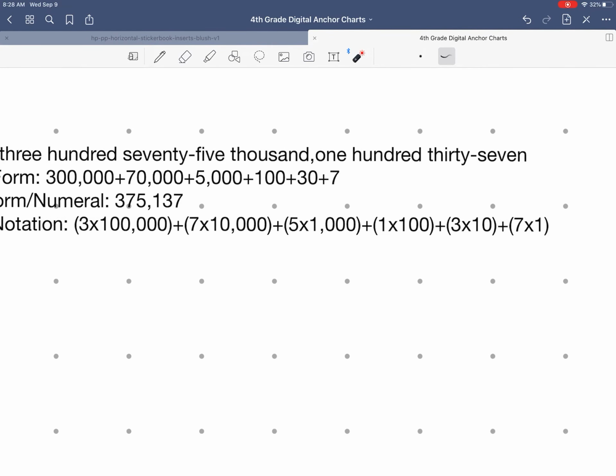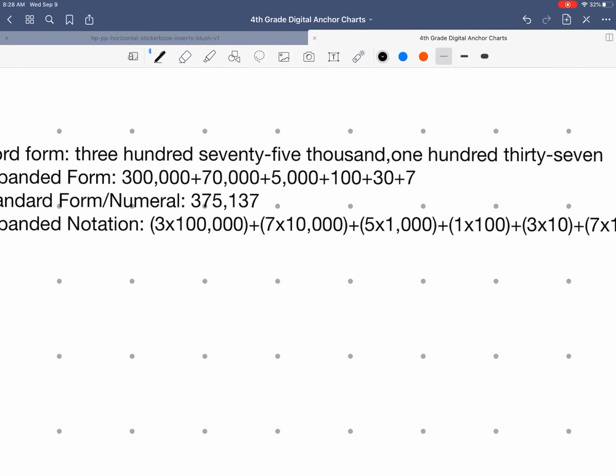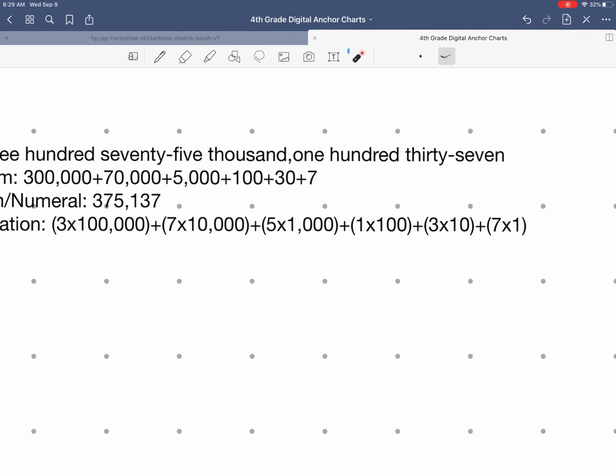Now when you multiply them, you should have the end result, which is the expanded form, I'm sorry. So it should look something like that. If I multiply 3 times 100,000, you get 300,000. Then 7 times 10,000, you get 70,000. 5 times 1,000, you get 5,000. 1 times 100, you get 100. 3 times 10, you get 30. 7 times 1, you get 7.